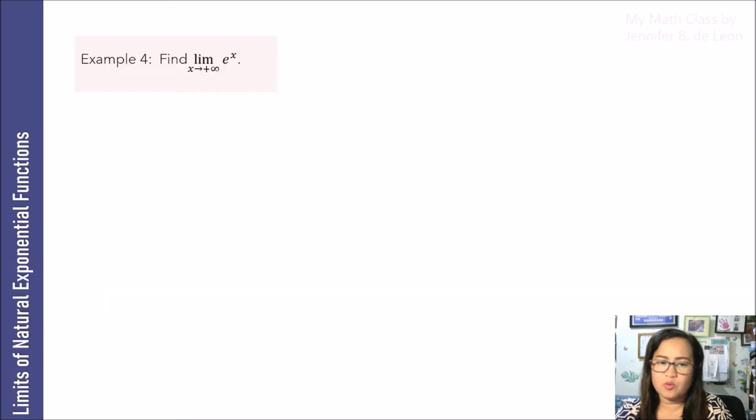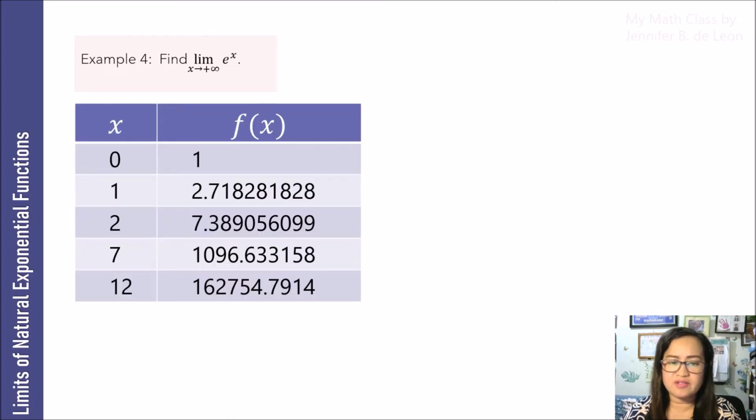Okay, so what if we have the limit of a natural exponential function, wherein the base is the Euler number e, having an approximate value of 2.72. In your calculator, just look for this symbol e in order to evaluate this given function. Again, x approaches positive infinity, then we cannot evaluate this function by using f of a, or evaluating the function at a. So we will use the tabular method.